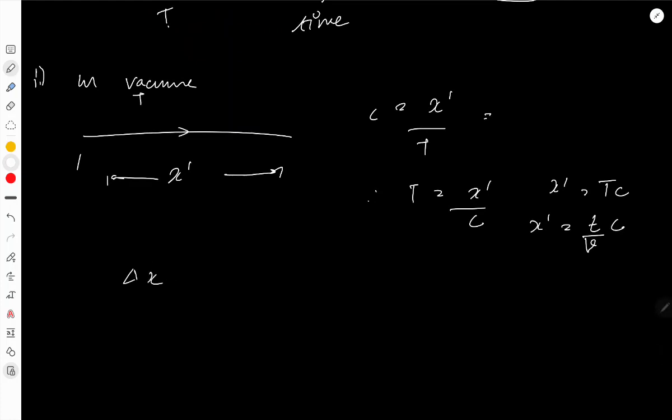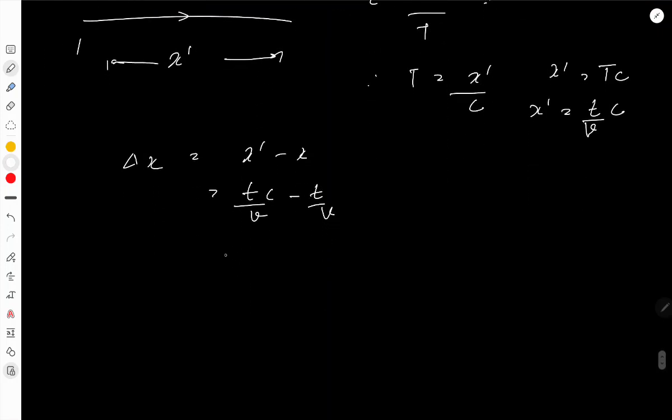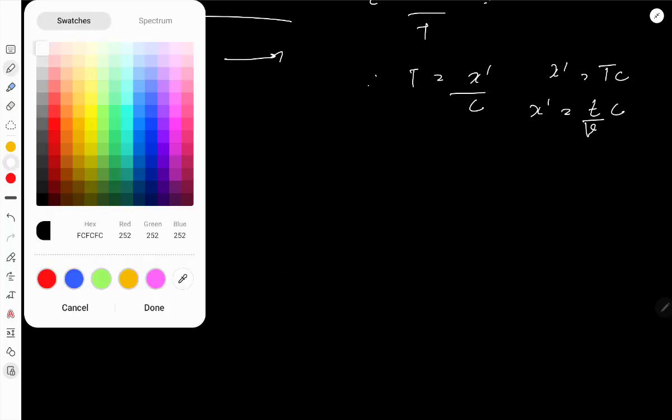So the path difference delta x will be x dash minus x, which can be written as t by v into c minus t by v. So I take t by v as common, and wait a minute, we don't have to do this. We have already got the answer.